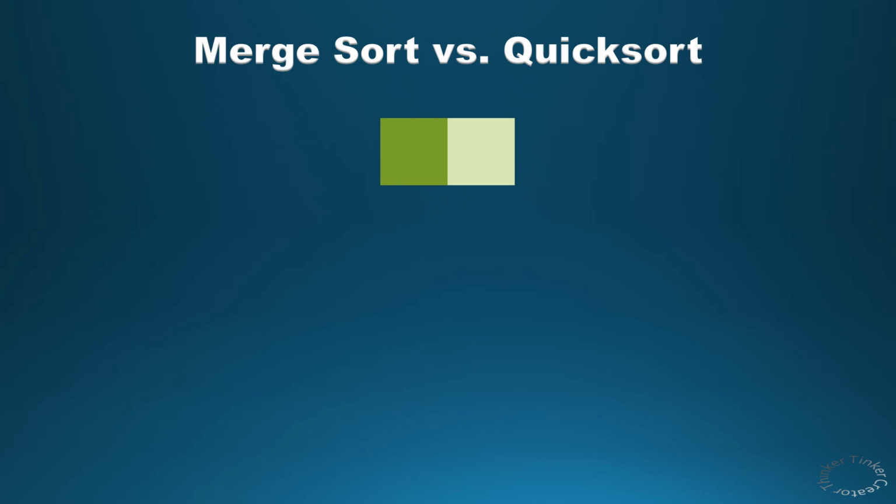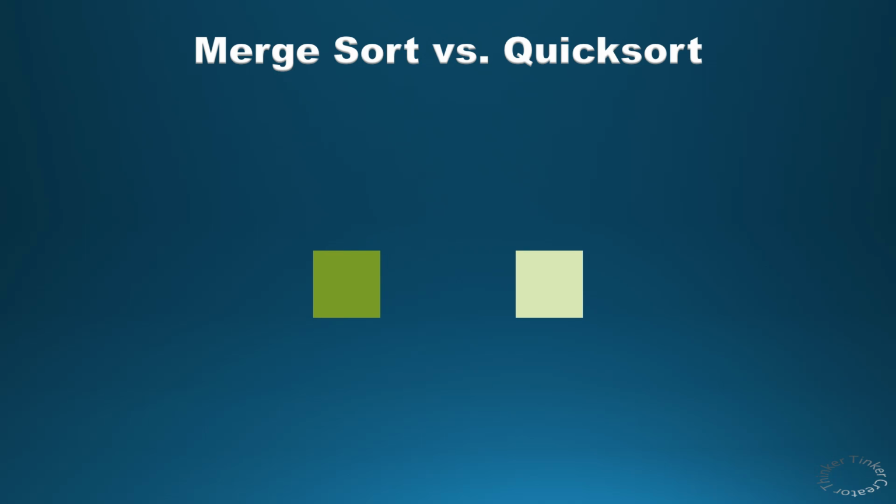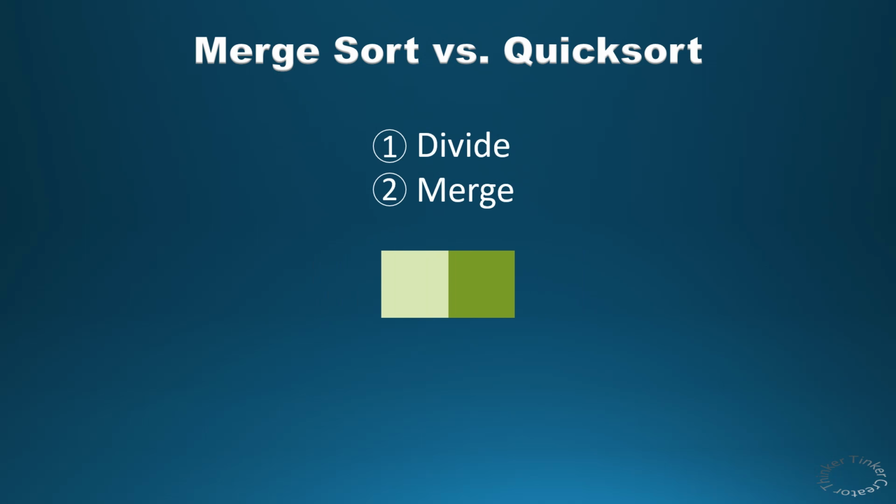In the earlier video, we introduced the merge sort. The merge sort divides the items into two halves, and then merges them in order. The heavy lifting is in the merge process. The quicksort works in the reverse order. It does the heavy lifting first, and then divides.